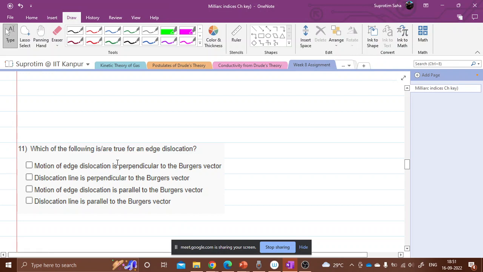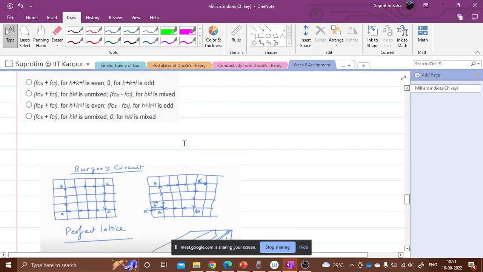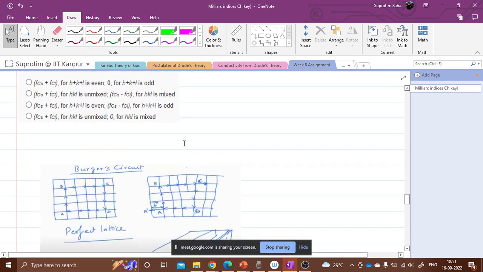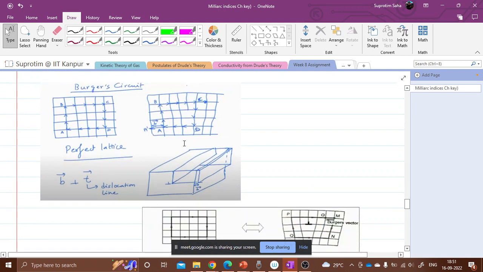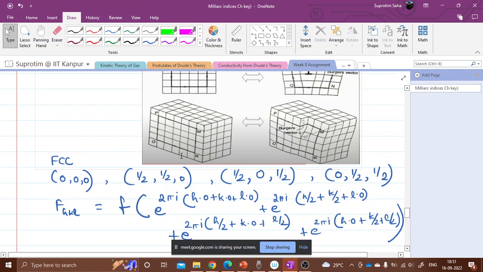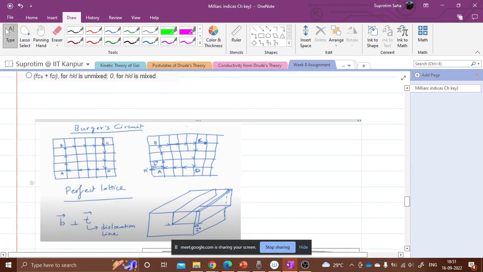So which of the following is or are true for an edge dislocation? So there are two types of dislocations. For dislocations, which are line defects, there are edge dislocation and the other is your screw dislocation. Okay, so along the dislocation plane, the Burgers vector is perpendicular to it.